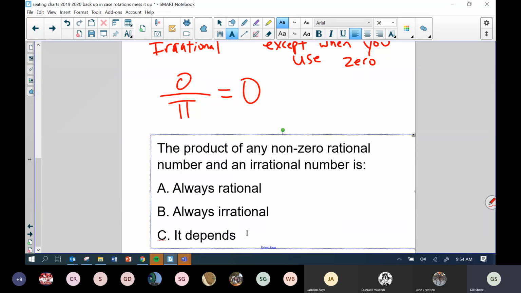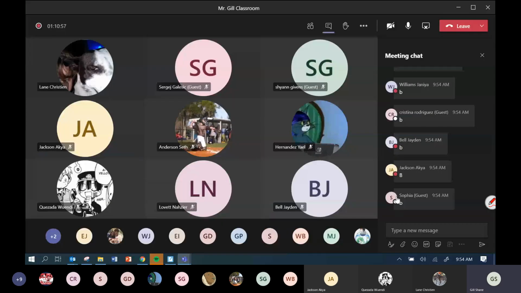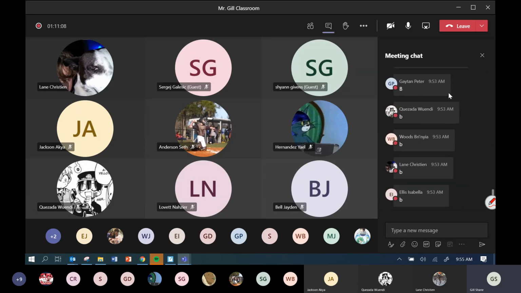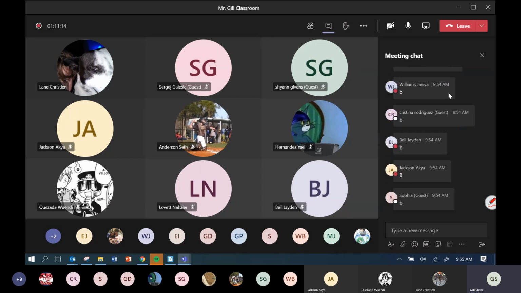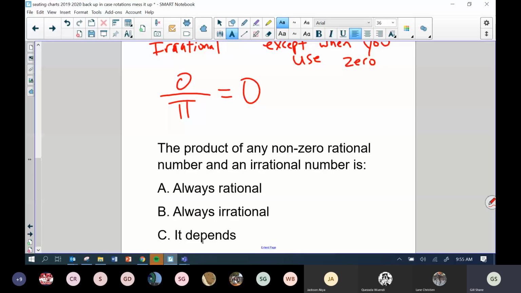All right, so I'll check answers. So what do we get? I got a lot of B's. Everybody's saying B. Holy cow. All right, that is correct. If it's a non-zero rational number, that means any number except for 0, then it's always going to be irrational. Because the only exception that would make it rational is 0, but they told us it's a non-zero rational number.